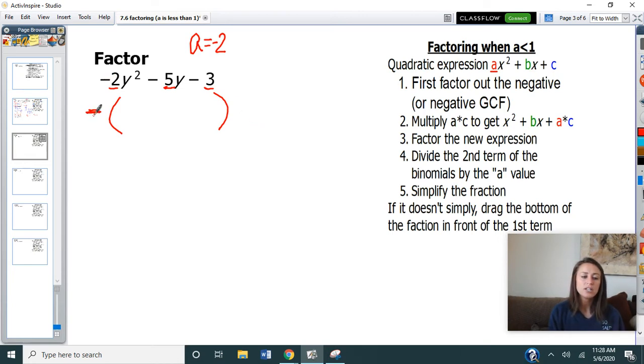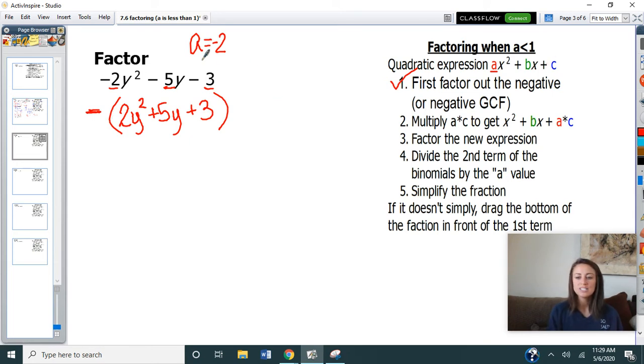If you take out a negative from negative 2y squared, the negative and the negative make positive 2y squared. If you take out the negative from the negative, we get positive 5y. And if you factor out the negative from -3, the two negatives give you positive 3. That's the first step. Factor out the negative. If you want to put -1 to help you, you can.